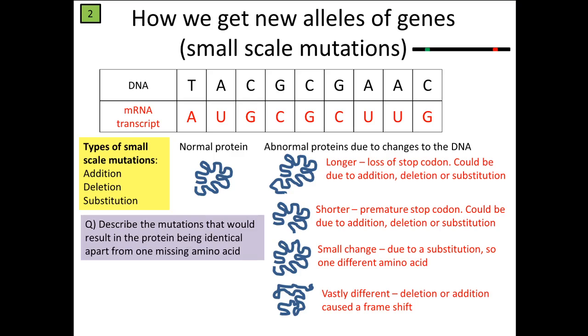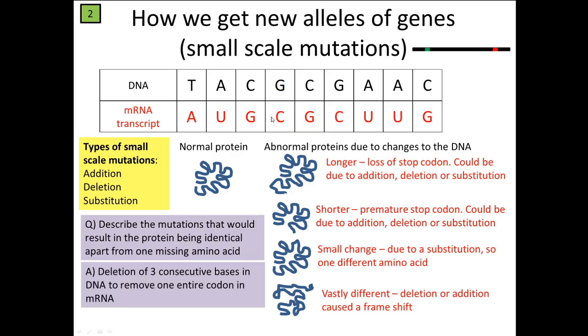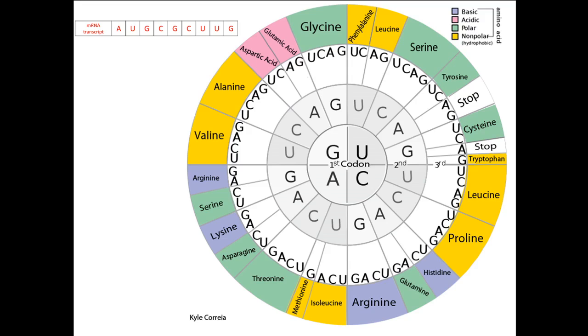So if I lost GCG from this, then I would lose one amino acid. 3 bases code for an amino acid. This is a triplet of bases. In mRNA, it's a codon. So it's a deletion of 3 consecutive bases in DNA to remove one entire codon in mRNA. And there are other ones that it could possibly be, but that's the most likely.